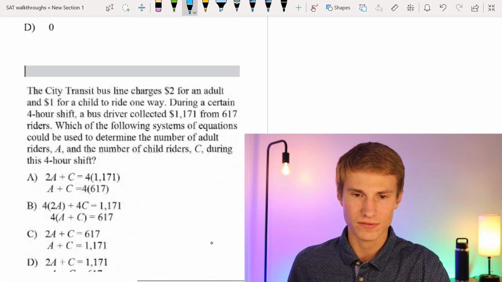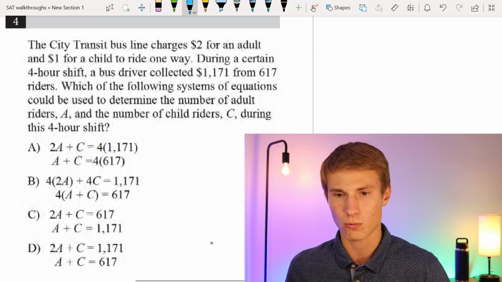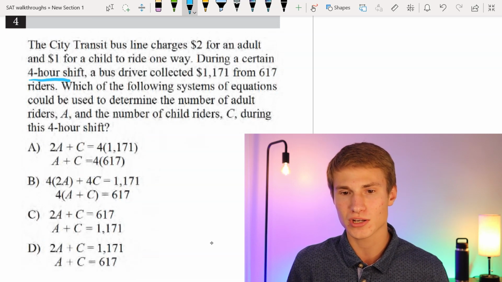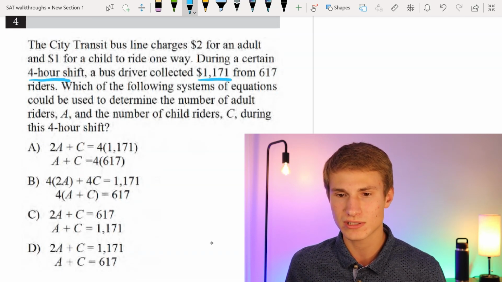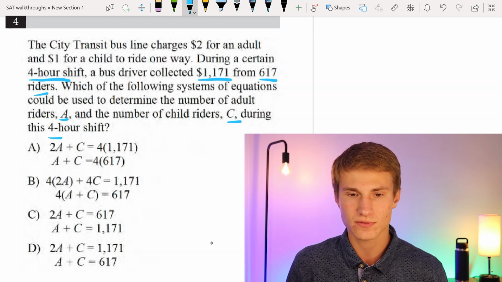All right, moving on to number 4. We've got the city transit bus line charges $2 for an adult and $1 for a child to ride one way. During a certain 4-hour shift, a bus driver collected $1,171 from 617 riders. Which of the following systems of equations could be used to determine the number of adult riders A and the number of child riders C during this 4-hour shift?